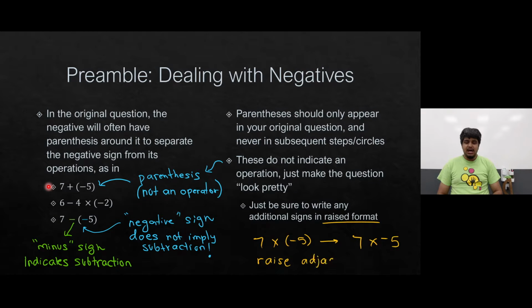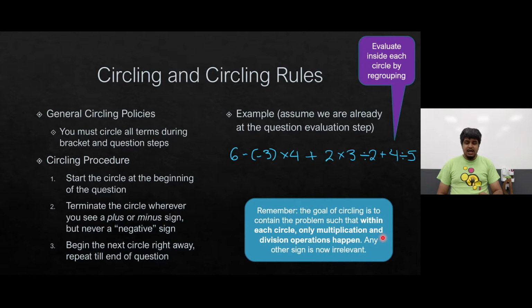Basically, when you have two signs next to each other, you write them like this. You write one sign kind of lower, and you write one sign definitely higher. And this makes it just aesthetically more pleasing to look at. Okay? All right. Now, circling and circling rules.